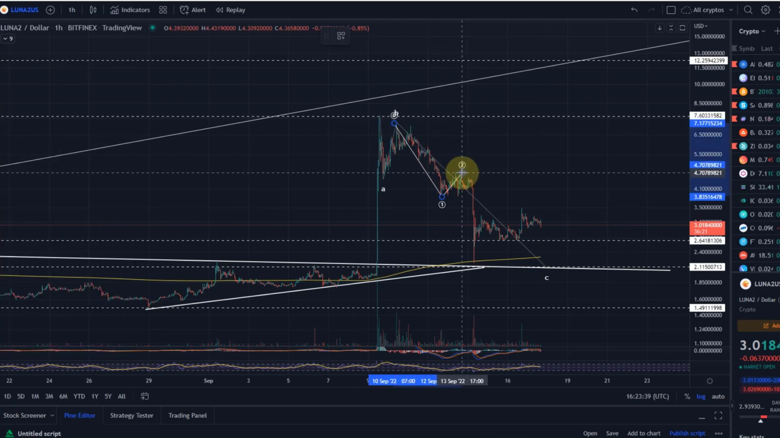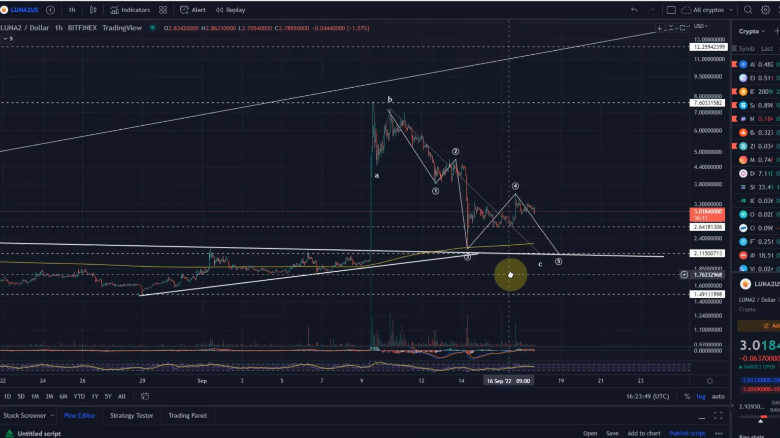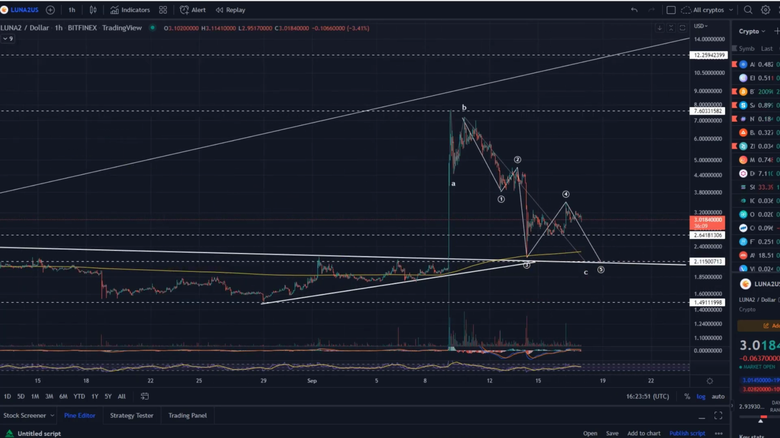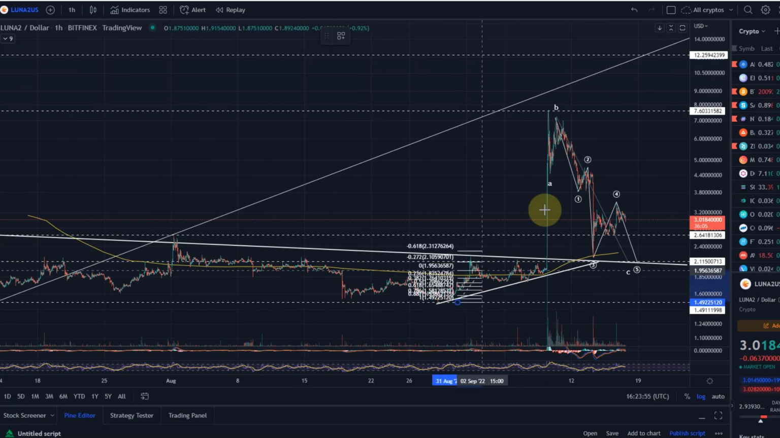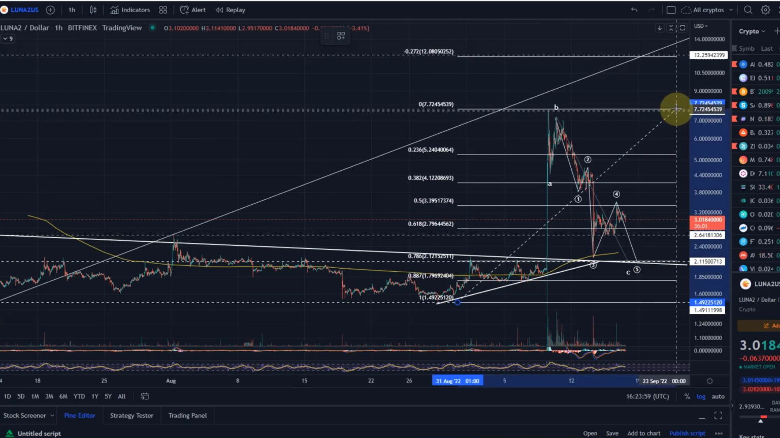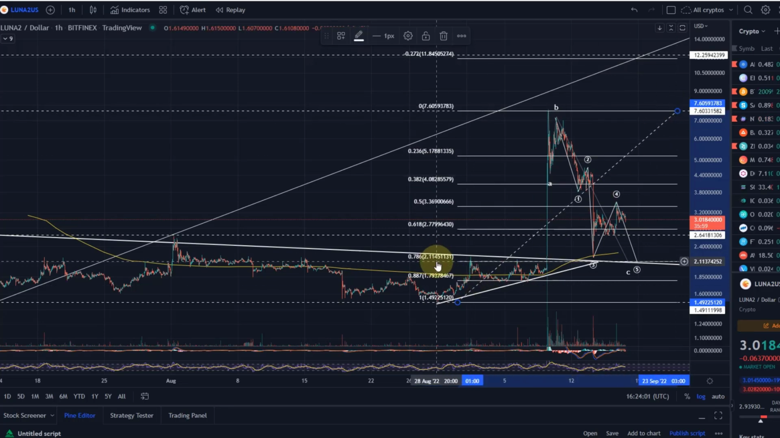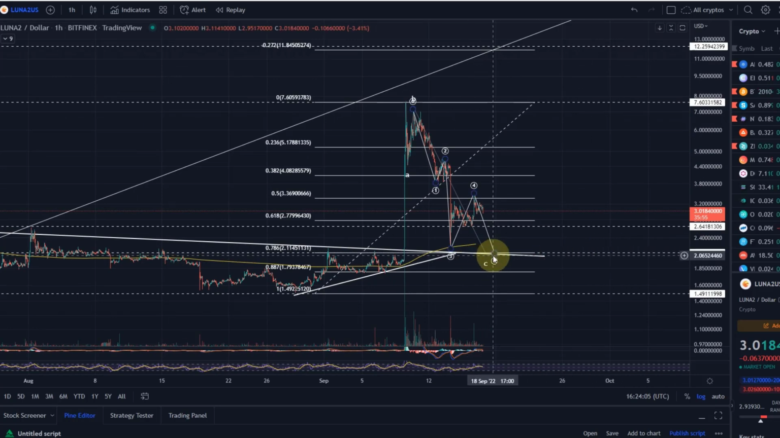1, 2, 3. Possibly 4 finished here, and then the 5 down. Important would be that in a 5, we ideally do not drop below the 78.6% fib level. And that 78.6% fib level is here the $2.10 level. I think I highlighted it in the previous video. It's already marked on the chart.